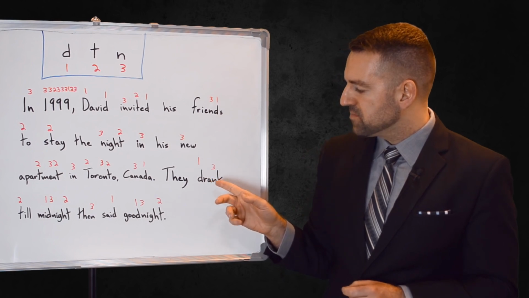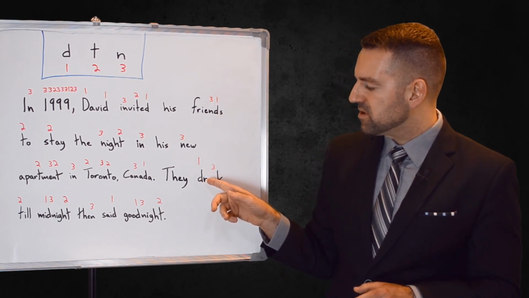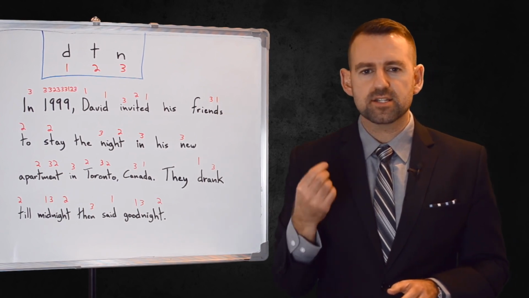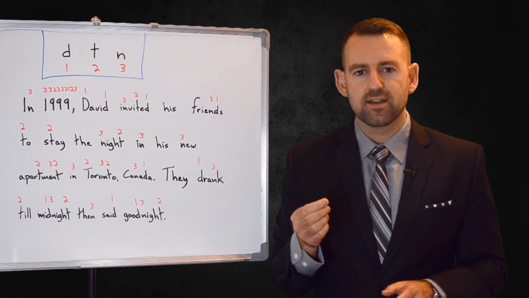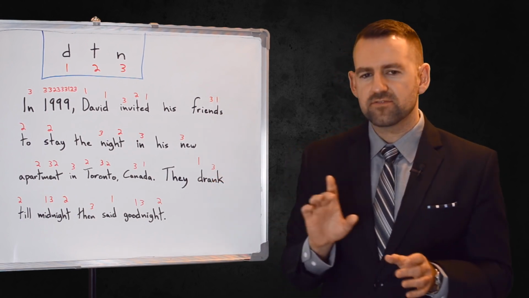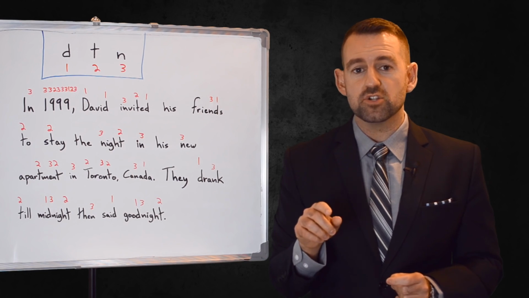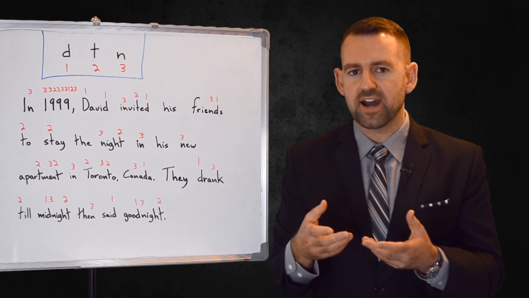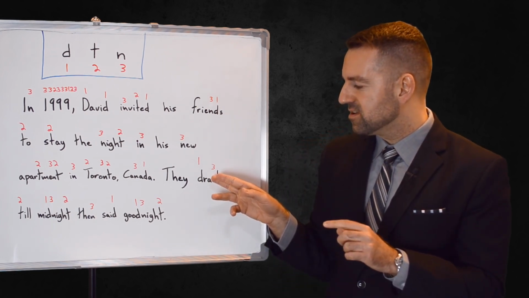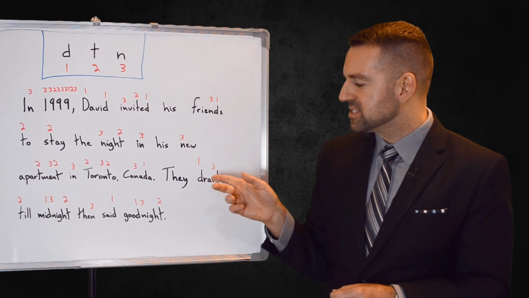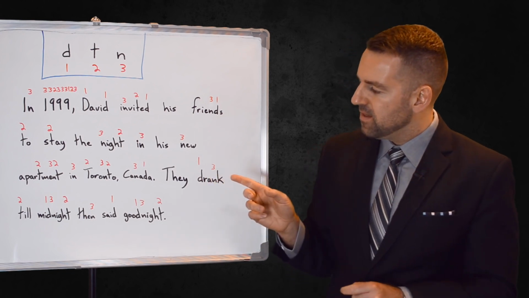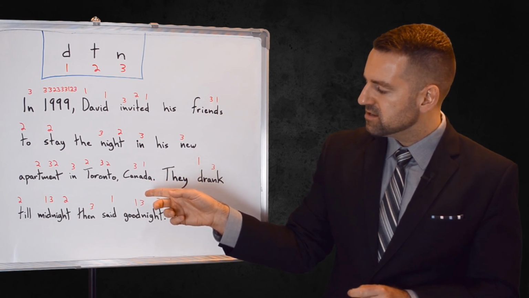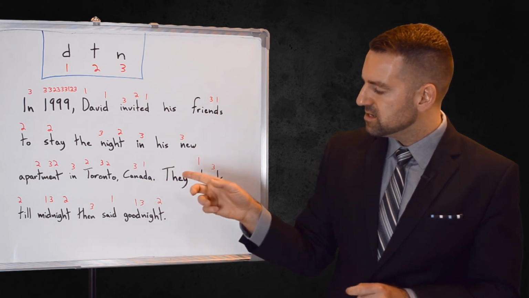They drank. Now, when the D sound is in front of an R sound, drank. Listen to how I say it. Drank, drank. Then the DR kind of turns into a J sound. J, drank. That just happens when we say it fast. The D and the R sound. But it is a D sound. D, drank. Okay. Till midnight. Then said good night.